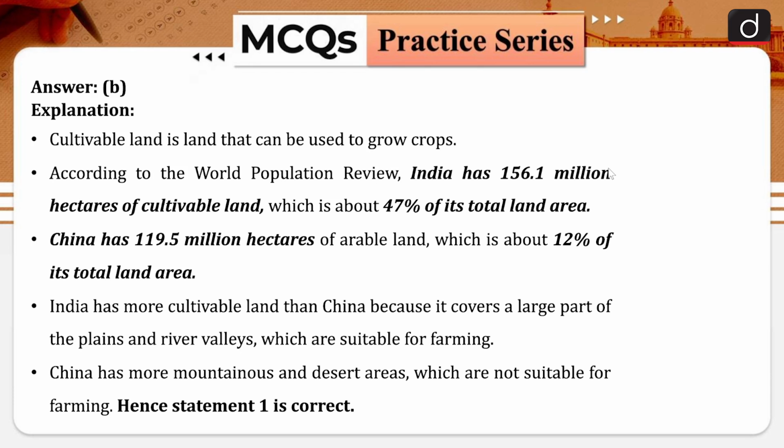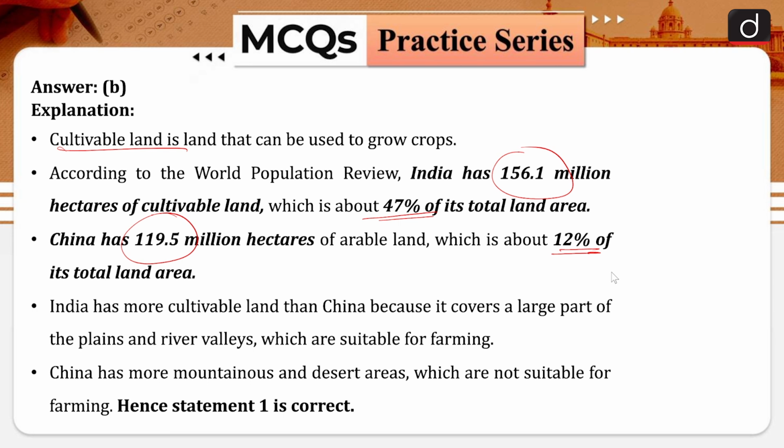Here you can say cultivable land in India is nearly 156.1 million hectares, which is 47 or 48% of the land. And when we are talking about China, that is 119.5 million hectares, that is nearly 12% of the total land. We can say that India has the larger cultivable land.